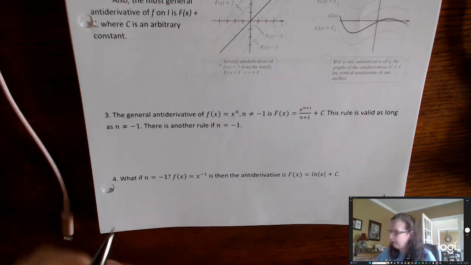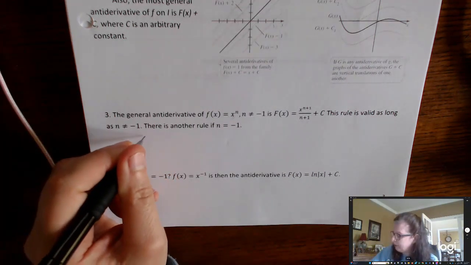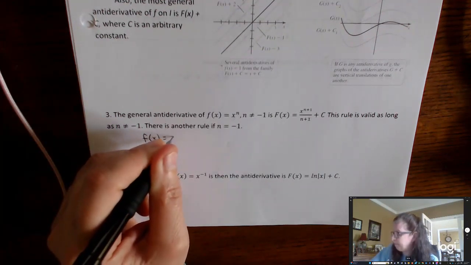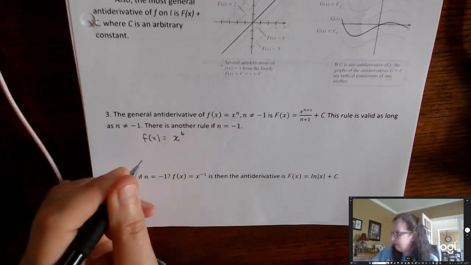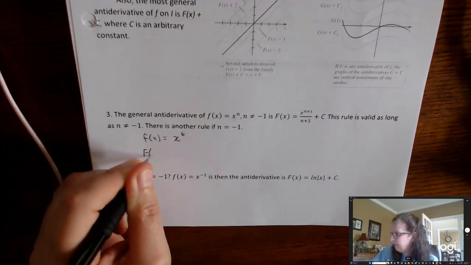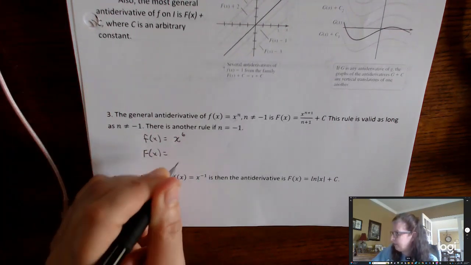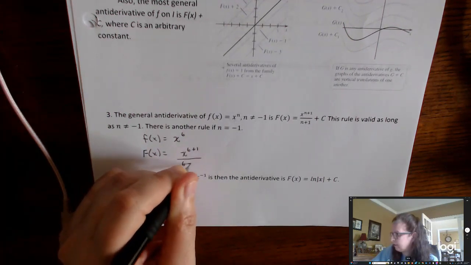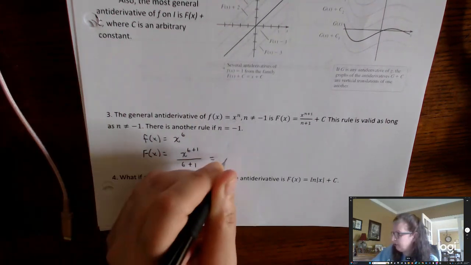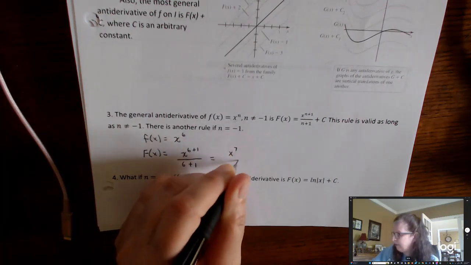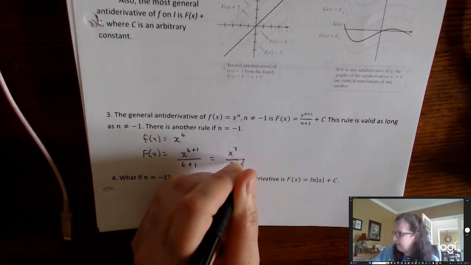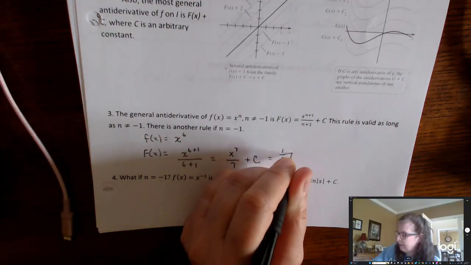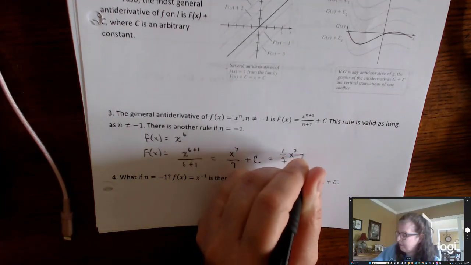Alright, so just practice this really quickly. If we have f of x equals x to the 6th, then the antiderivative is going to be x to the 6 plus 1 over 6 plus 1, which is x to the 7 over 7 plus c, or 1/7 x to the 7th plus c.